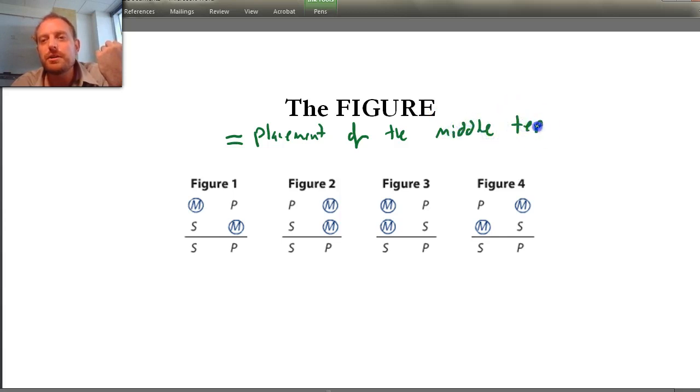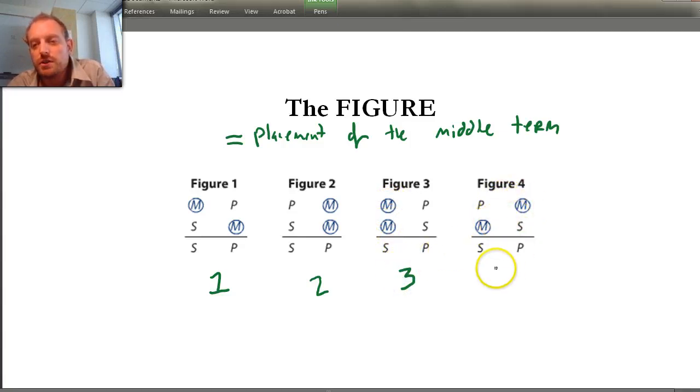Now remember, the middle term only occurs in the premises, and these are the four possibilities, right? Either the figure is here, and this is known as figure 1. You could have the figure both here and here, which is figure 2, where they both end up taking the predicate place in the proposition, or they may both take the subject place in the proposition of the premises, and that would be figure 3.